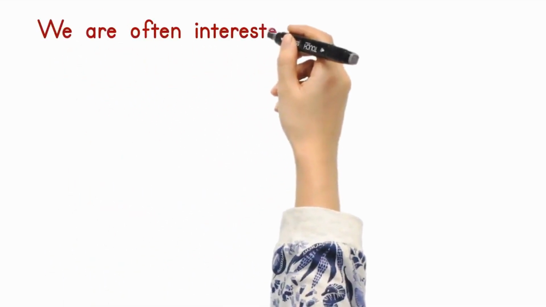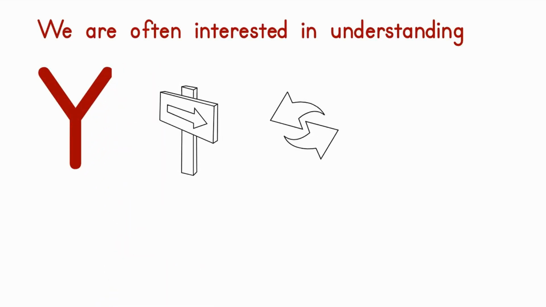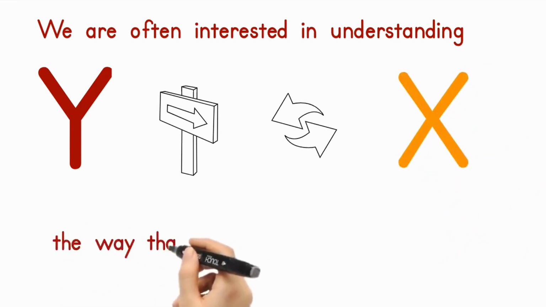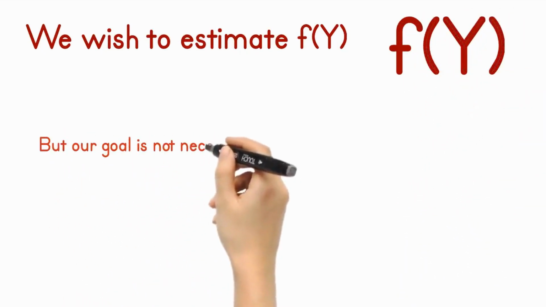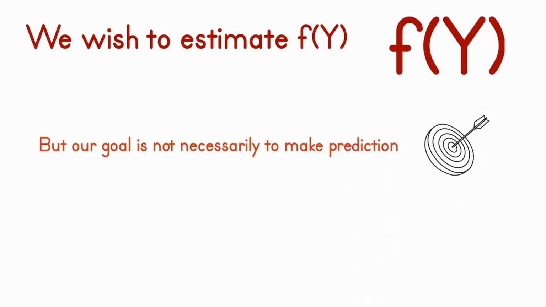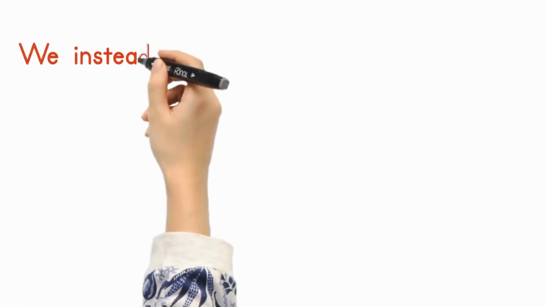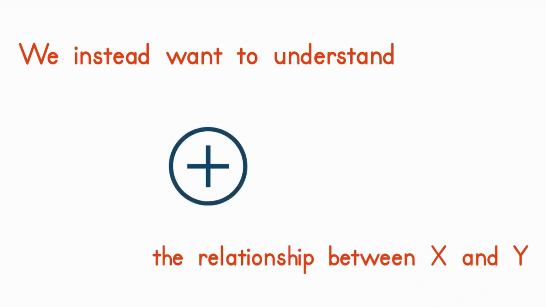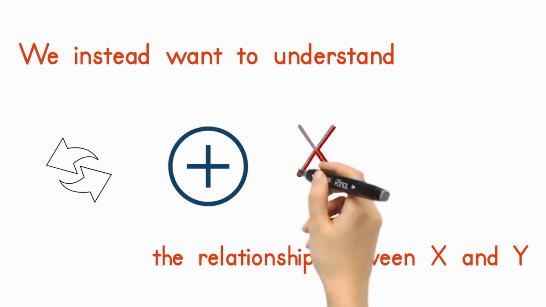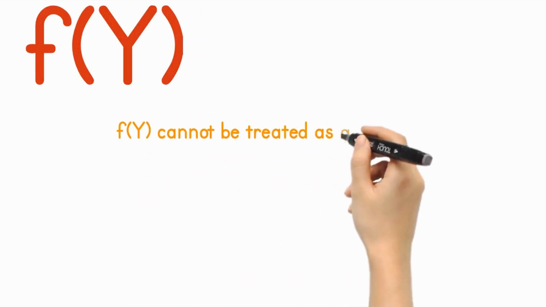We are often interested in understanding the way that Y is affected as X changes. In this situation, we wish to estimate F, but our goal is not necessarily to make predictions for Y. We instead want to understand the relationship between X and Y, or more specifically, to understand how Y changes as a function of X. Now the function F cannot be treated as a black box, because we need to know its exact form.